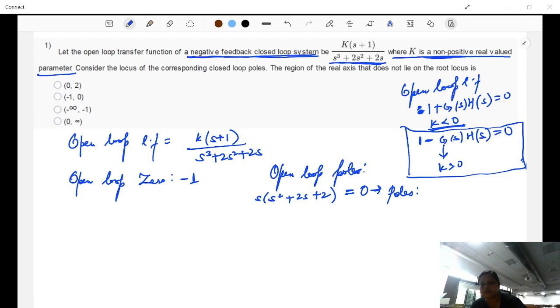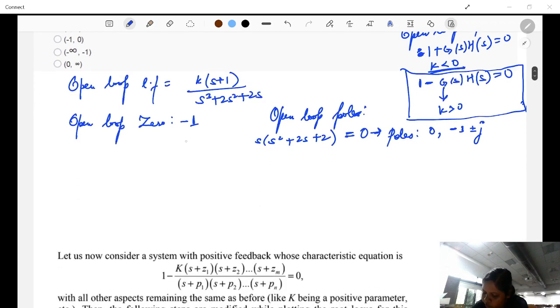What are the poles of the system? Has anyone solved? -1 plus or minus j, madam. Right, and one is 0. Don't forget to have 0 here. So there are 3 poles: 0 and -1 plus minus j. So these are the poles of the system.